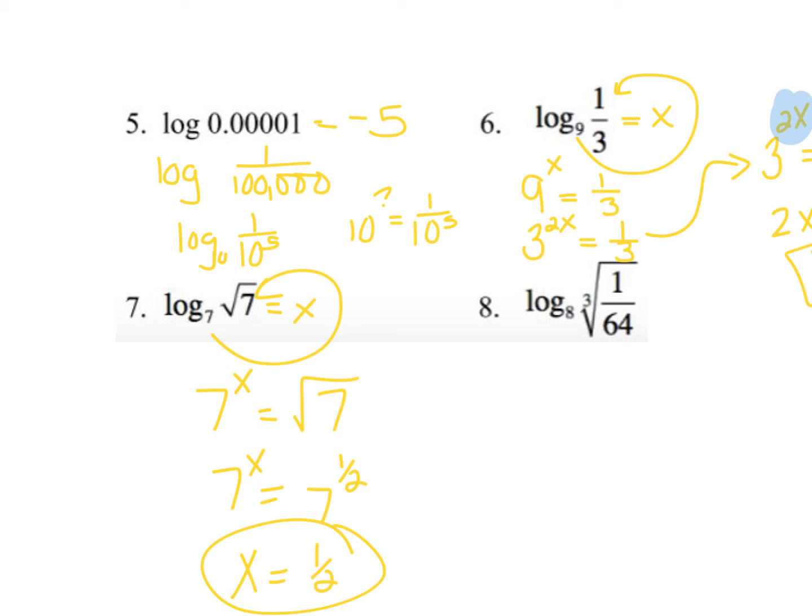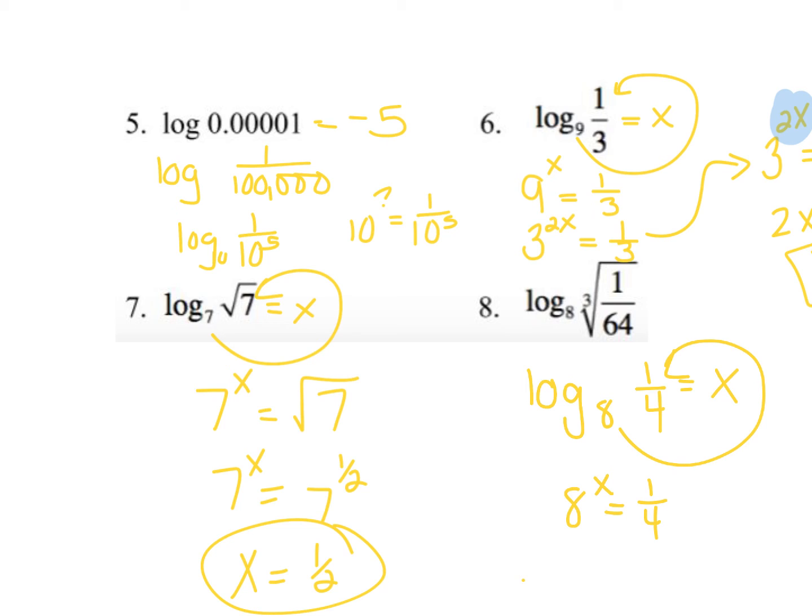Similarly, log base 8 of the cube root of 1/64. Well, first of all, the cube root of 1/64 is actually 1/4. So I'm going to simplify this: log base 8 of 1/4, and I'm going to think about what this is equal to. So I'm going to say it's equal to x, and I'm going to change this to exponential notation. So 8 to the x power is equal to 1/4.